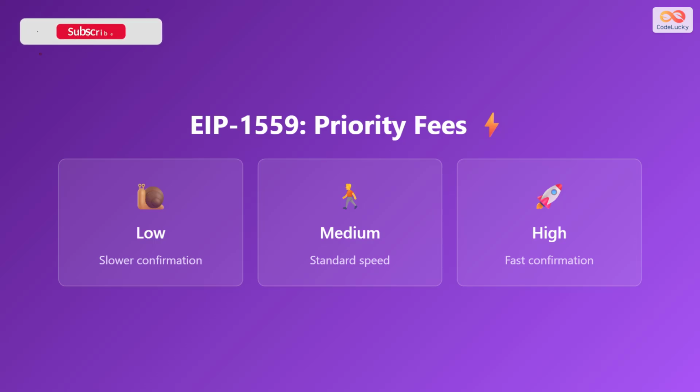Ethereum Improvement Proposal 1559 introduced priority fees to make gas prices more predictable. You can now choose between 3 priority levels. Low priority means slower confirmation, but lower cost. Medium priority offers standard speed at a moderate price. High priority gives you fast confirmation by paying miners extra to prioritize your transaction. This system gives users more control over speed versus cost.